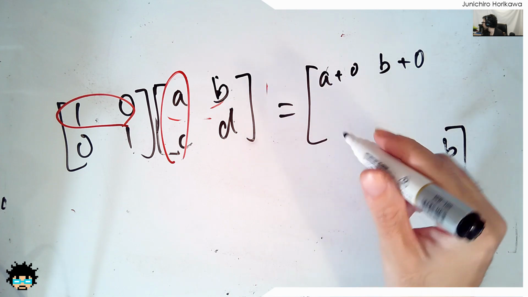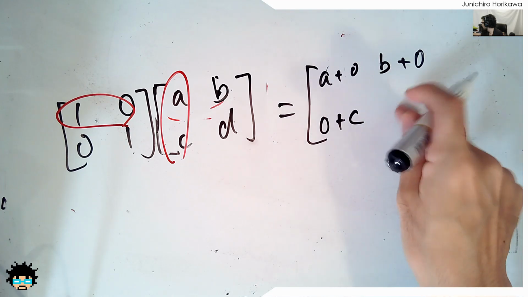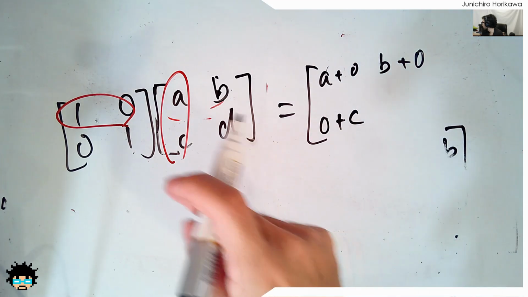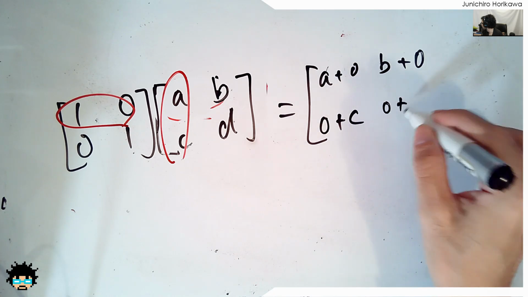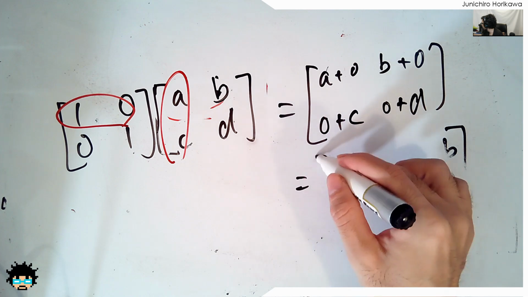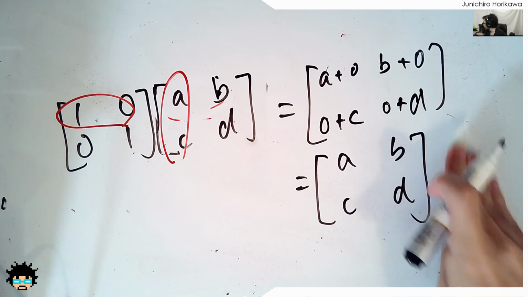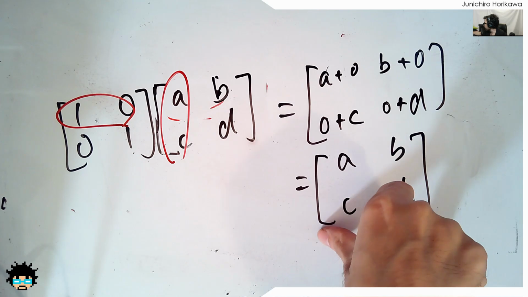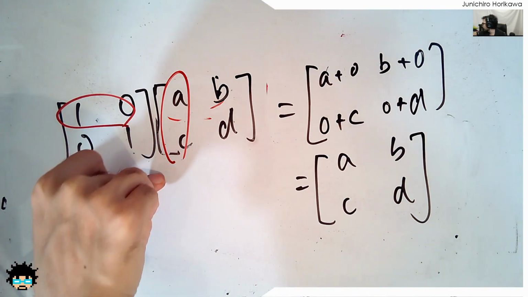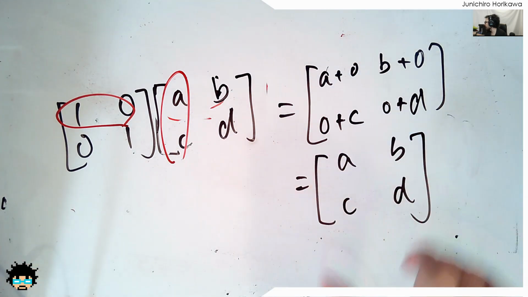And for the left bottom corner, which is going to be 0 plus C, and for the right bottom corner, which is going to be 0 plus D. So as a result, you still get the same value. So only for the identity matrix, even if you try to multiply this identity matrix on the left hand side and right hand side, you still get the same original value.